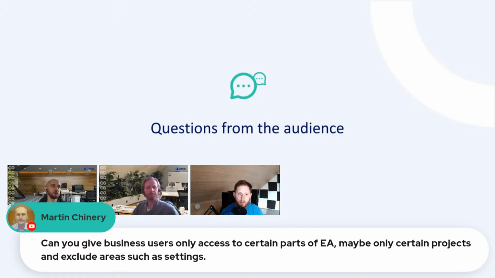Here I think we have a nice question from Martin. Can you give business users only access to certain parts of EA, maybe only certain projects, and exclude areas such as settings? This is about the security management, permissions within EA.